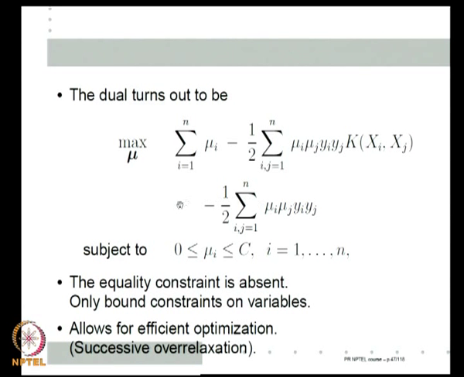It is very easy for me to implement this constraint, because after every time I calculate the update for mu, I just have to clip it between 0 and C. If the update turns out to be negative, I make it 0. If it turns out to be greater than C, I make it C.